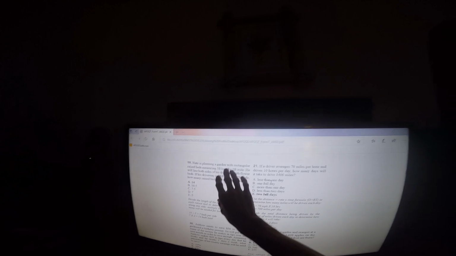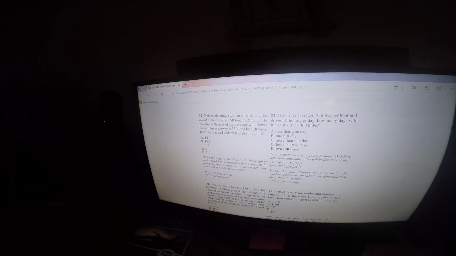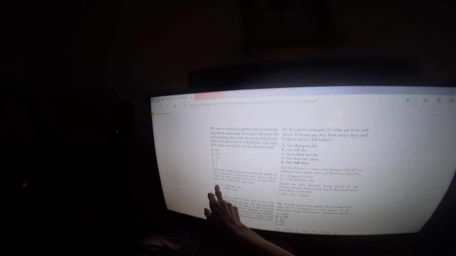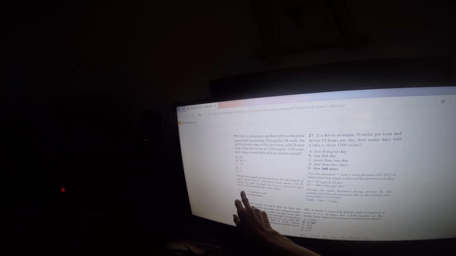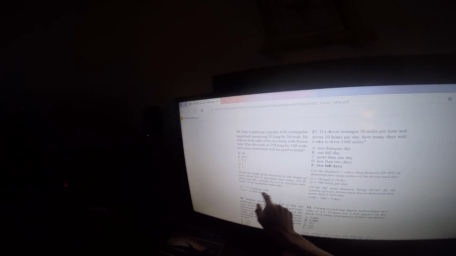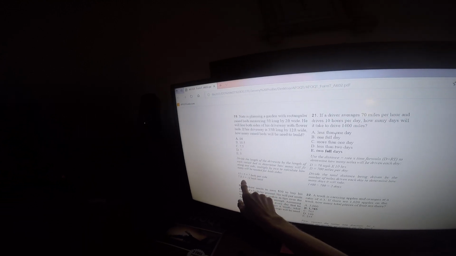So there was a part that we didn't need. He will line both sides of his driveway, which is 35 feet long. Each bed is 5 feet long, so 7 beds per side. 7 times 2 is 14 beds total. Don't even need to know how wide it is.